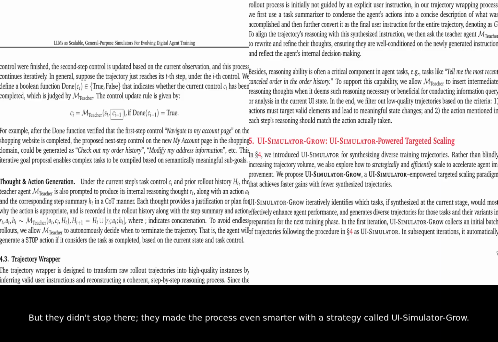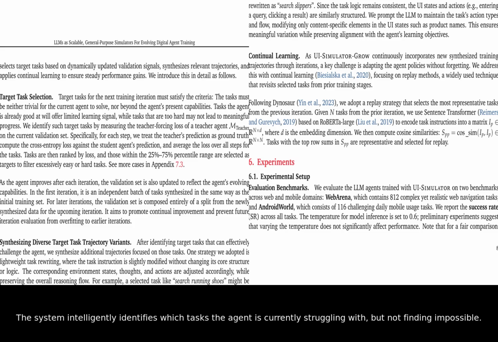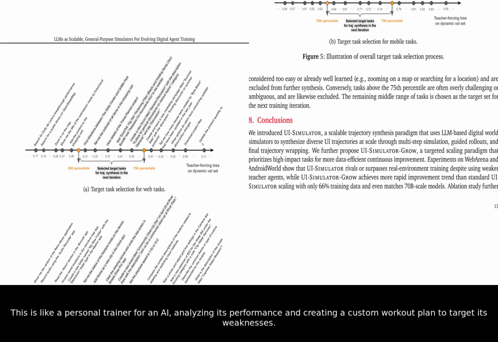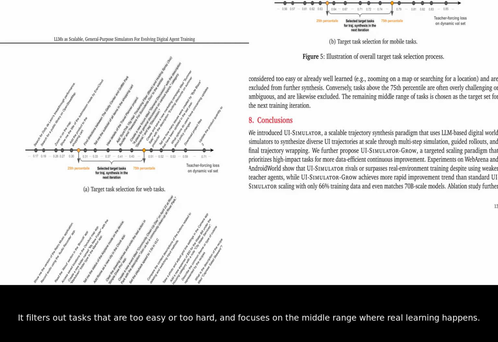But they didn't stop there. They made the process even smarter with a strategy called UI Simulator Grow. This isn't about just creating more data, it's about creating the right data. The system intelligently identifies which tasks the agent is currently struggling with, but not finding impossible. It focuses on this Goldilocks zone of difficulty to maximize learning efficiency. This is like a personal trainer for an AI, analyzing its performance and creating a custom workout plan to target its weaknesses. It filters out tasks that are too easy or too hard, and focuses on the middle range where real learning happens.